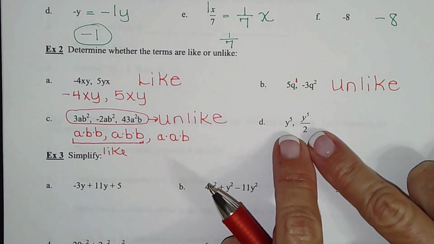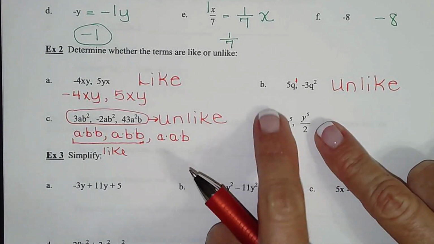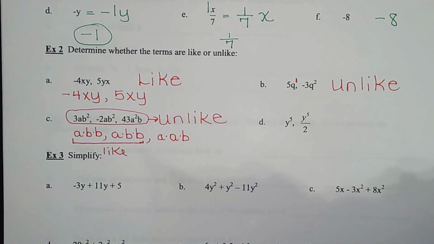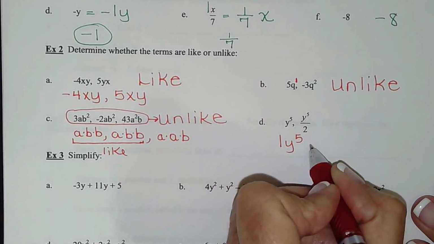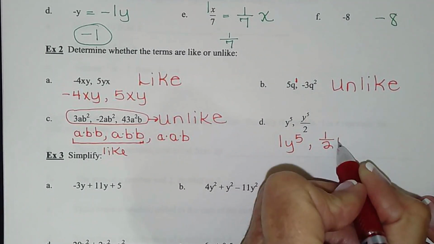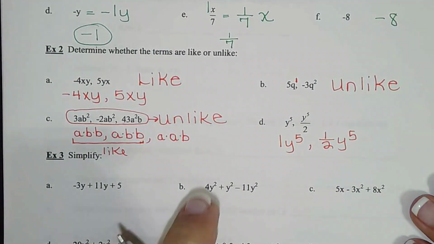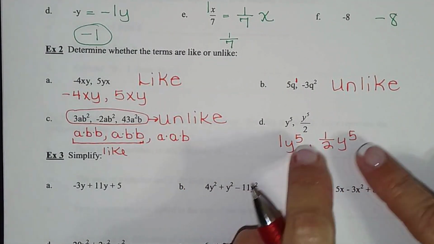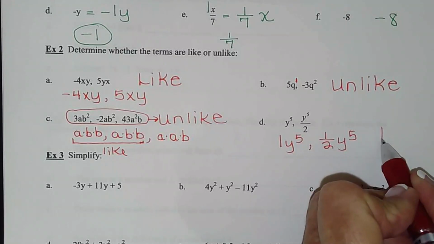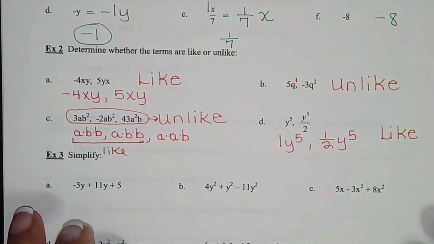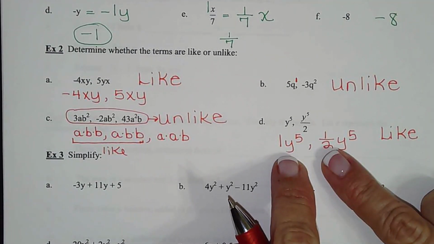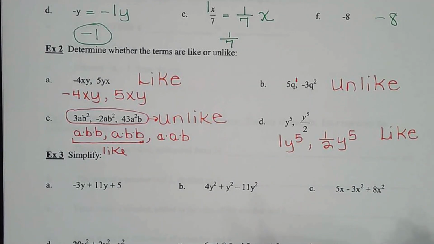And this is another one students miss a lot because they go, oh, that's a whole number, that's a fraction. The numbers in front have nothing whatsoever to do with like terms. This is 1y to the 5th, and this is 1/2 y to the 5th. They are absolutely like terms. They have the same variable and the same power. So you don't look at the numbers in front. The coefficients don't determine whether they're like or unlike. It's the letter and its power.